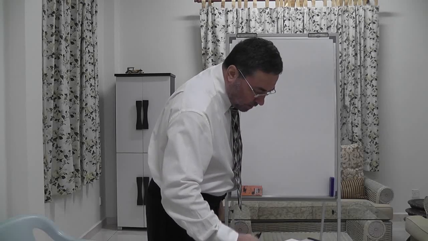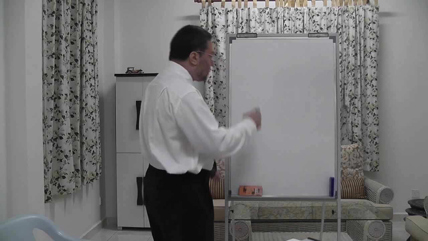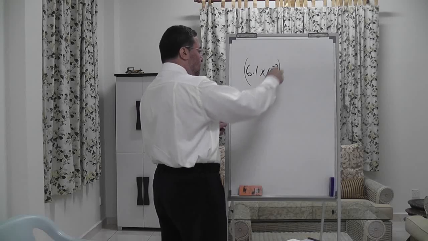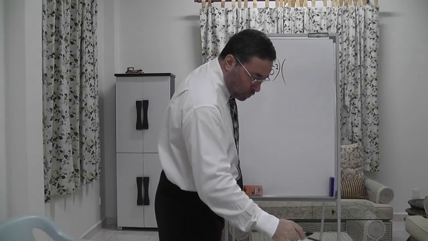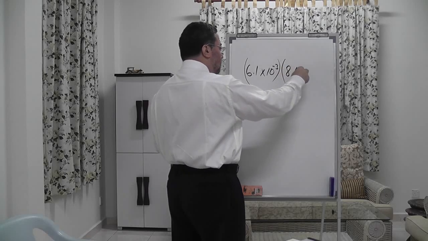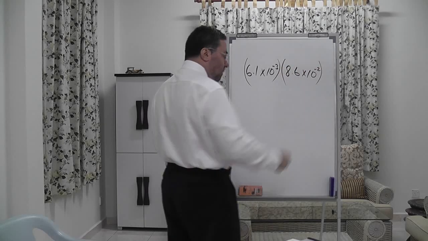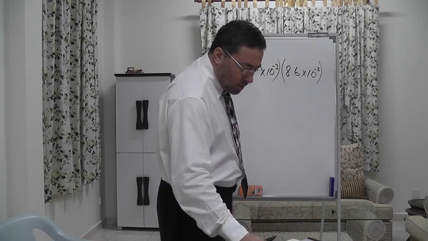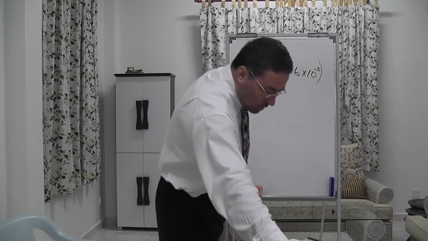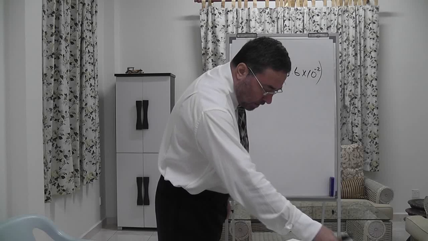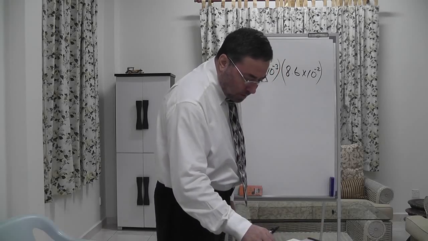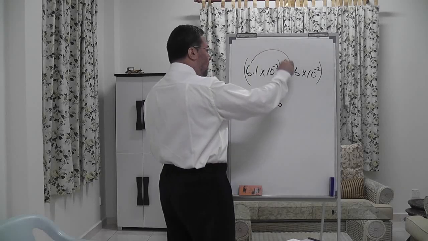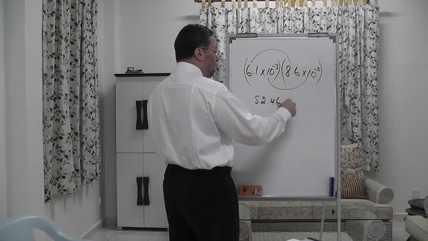Number 22, 6.1 times 10 to the minus 3 times 8.6. Here, simplify, express the answer in ordinary notation. So we simply multiply these two numbers. Multiplying 6.1 times 8.6, that will give us 52.46. Multiplying these two, we simply add the powers.